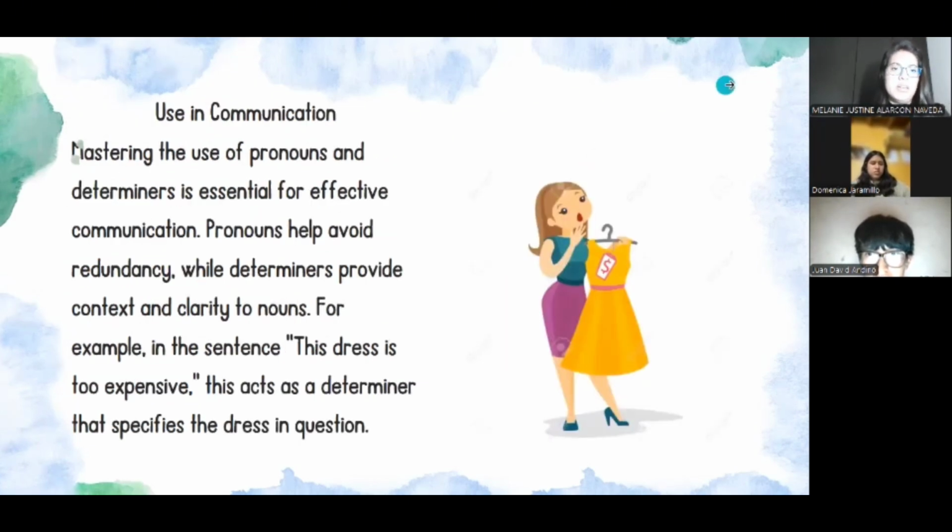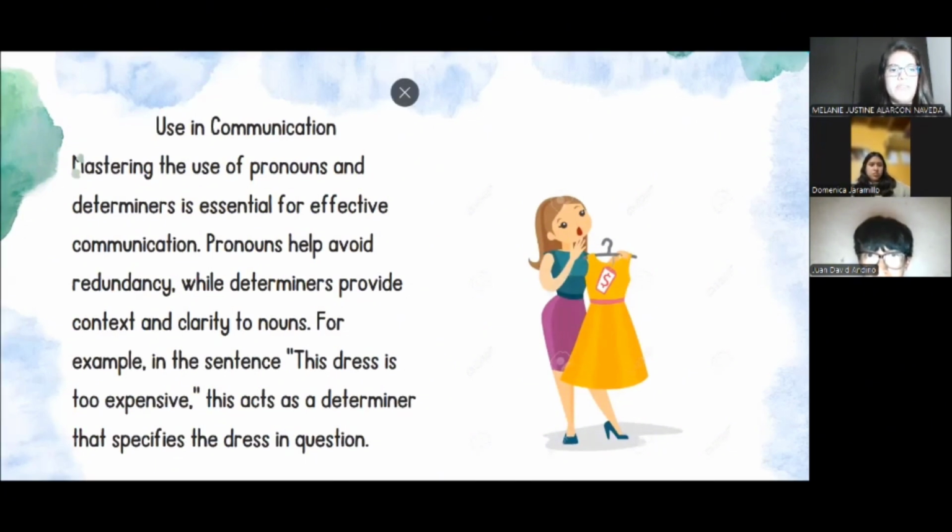Use in communication. Mastering the use of pronouns and determiners is essential for effective communication. Pronouns help avoid redundancy, while determiners provide context and clarify nouns. For example, in the sentence "this dress is too expensive", this acts as a determiner that specifies the dress in question.